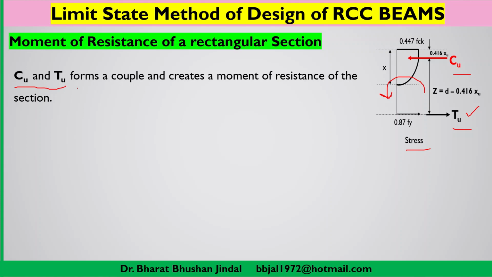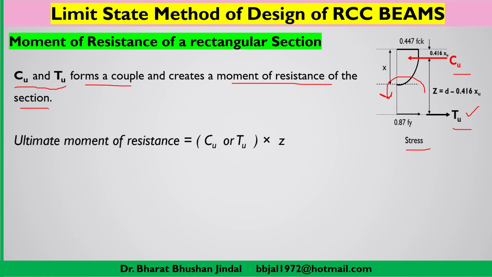So what we want to understand here is that Cu and Tu form a couple and create a moment of resistance of the section. The ultimate moment of resistance of the section you can get by this formula, that means force multiplied by lever arm. Because Cu and Tu are equal, either you can take the value of Cu or the value of Tu and multiply it with the lever arm value. So you will be able to get the ultimate moment of resistance of a section whose dimensions, material, etc. you know.